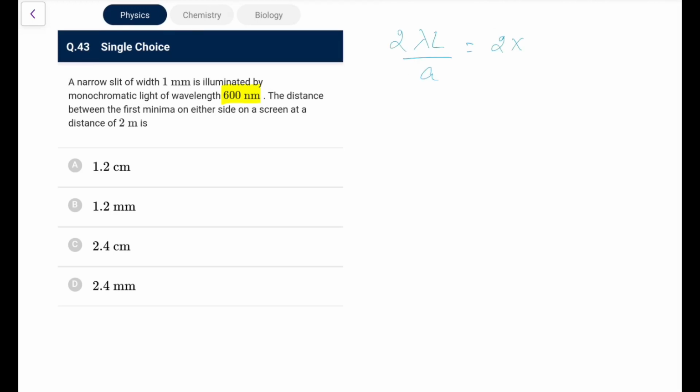I can directly write lambda is 600 and this length is 2 and this is 10 to the power minus 3. I think this question has also arrived before. So 4 6 are 24 into 10 to the power 5, 10 to the power minus 4. So this is 2.4 mm. You can go for option D. I just remember this has already come in some NTA test before.